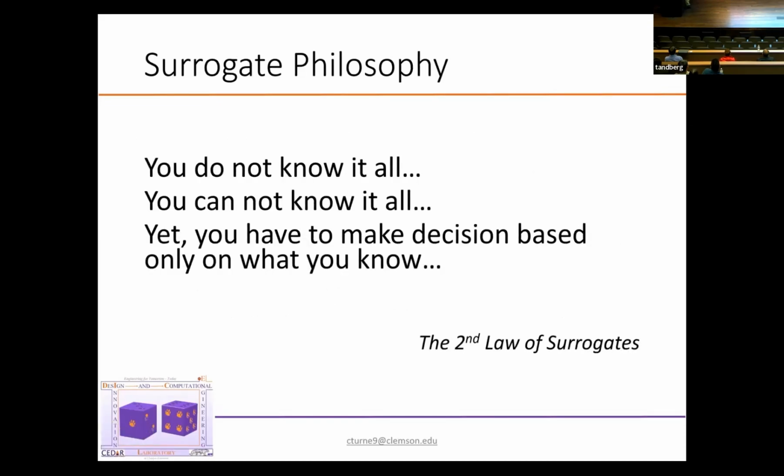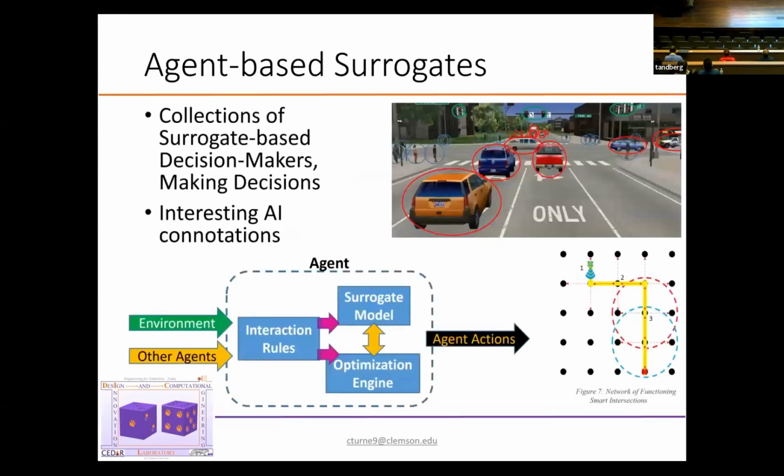So my second law of surrogate models is that you don't know it all, you can't know it all, yet you have to make a decision only based on what you know. And so we have to do a lot of decision making where surrogate models can be useful. And that's led us to use surrogate models as a component within a number of artificial intelligence agents, looking at intelligent traffic lights and how they might interface with autonomous vehicles and what I call non-autonomous pedestrians.